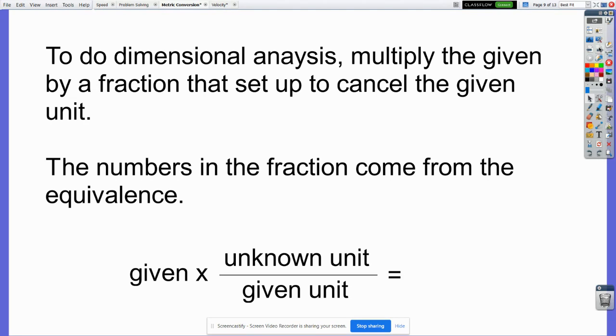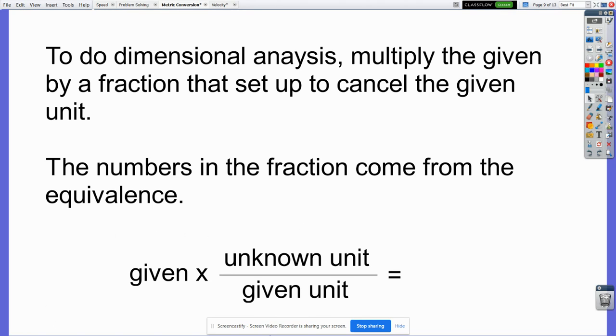To do the dimensional analysis with these equivalences, we're always going to start with the given measurement, and we're going to multiply that given measurement by a fraction. And that fraction is set up to cancel out whatever unit you're given. Remember, in math, for something to cancel, you need it in both the numerator and the denominator of your equation. So we use this fraction in order to cancel out the given unit by putting that given unit in the denominator of the fraction. The numbers that go into the fraction come from the actual equivalence that you're using.